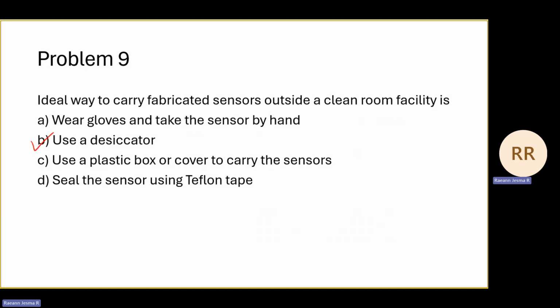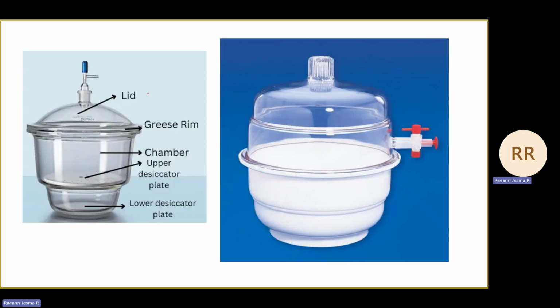So what is a desiccator? A desiccator is something that looks like either this or this. It has a lid and a grease rim. Here is the grease rim. Then it will have a chamber, an upper desiccator plate and a lower desiccator plate. In the lower desiccator plate, we can keep some silica gel which will absorb any moisture present inside the desiccator. And here you can see that there is some kind of outlet as well as a valve. With this, we can pump the desiccator so that it will remain in vacuum.